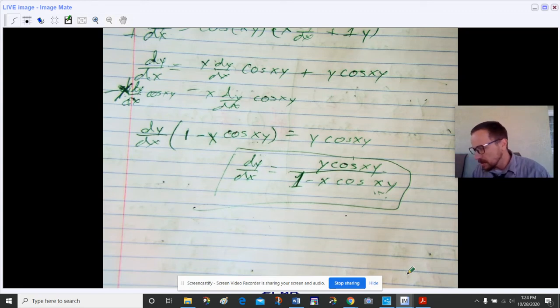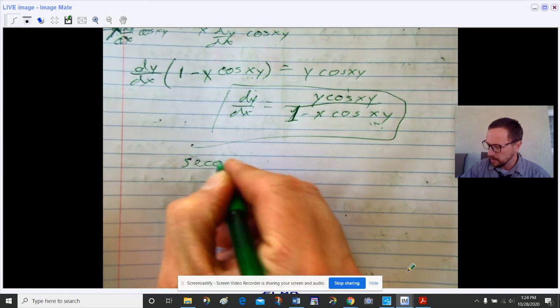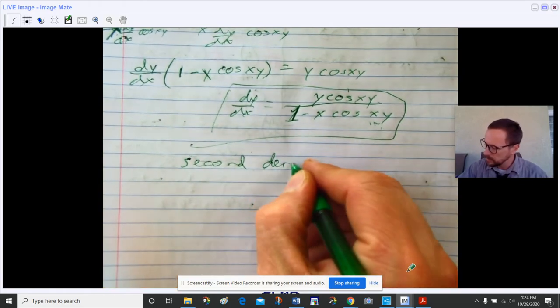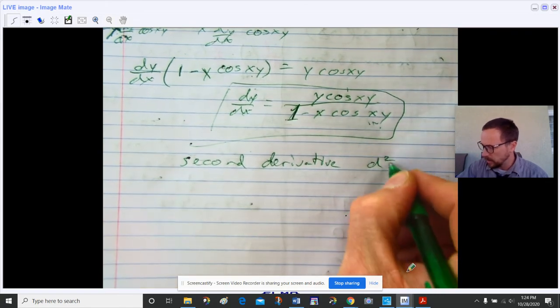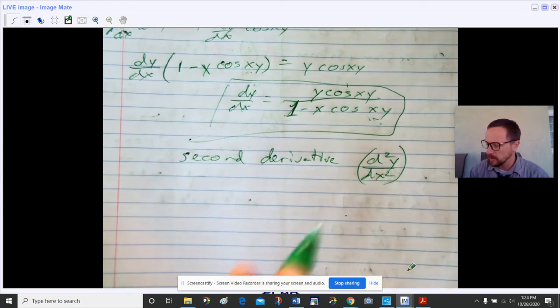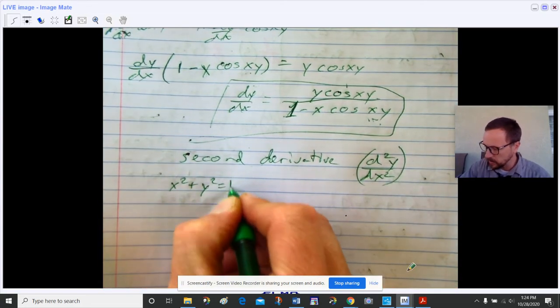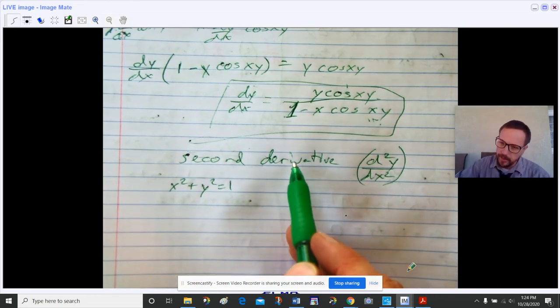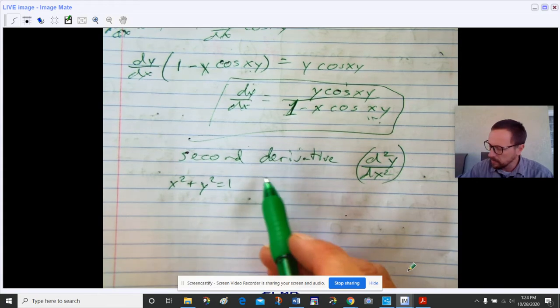So in addition to this, we might also sometimes want the second derivative, which would be d squared y over dx squared. And so let's say we go back to that unit circle, x squared plus y squared equals 1. Before you get the second derivative, we need to have the first derivative.